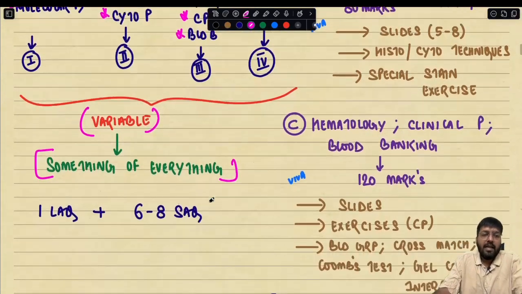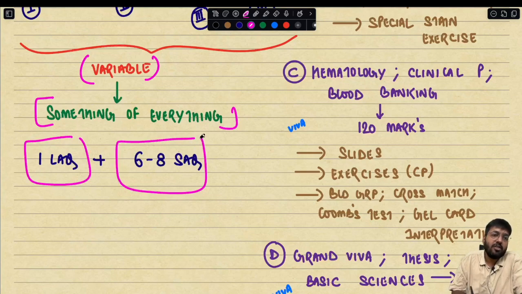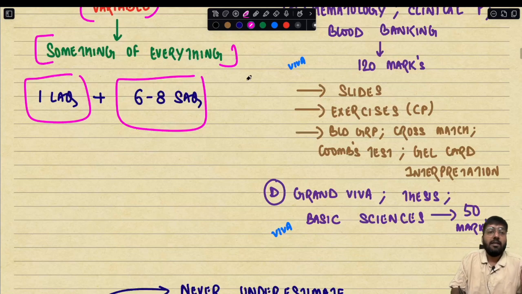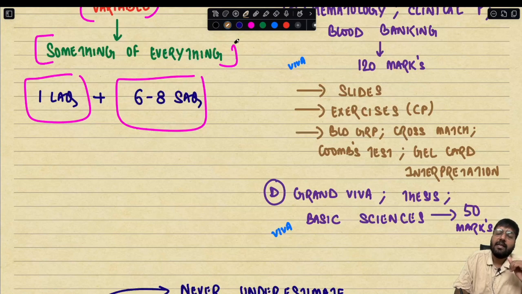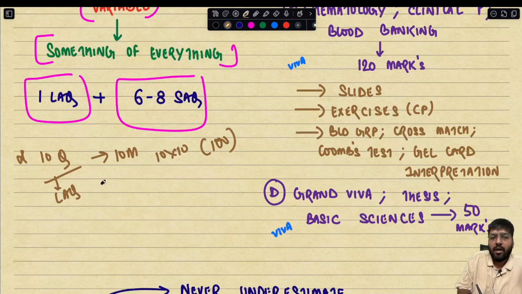Now, according to the NMC, you can ask one long answer question followed by 6 to 8 short answer questions. But remember, this pattern is given by the NMC. There are universities asking in a very different format. For example, the West Bengal University or the Bihar board. They ask 10 questions, each carrying 10 marks, so it is 10 into 10, that is 100. There are 10 questions and all of them are long answer questions, or there might be one question with 2 short answer questions.